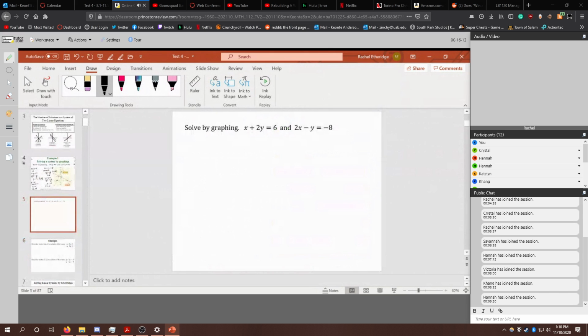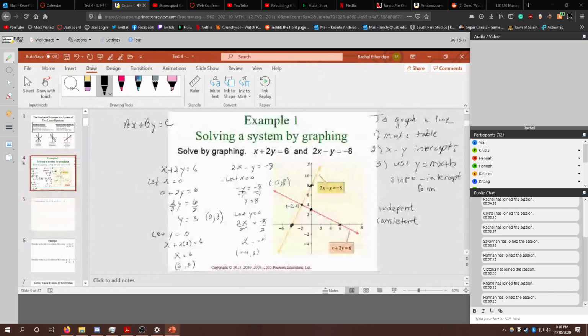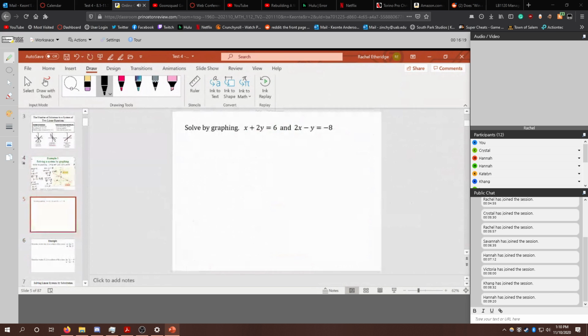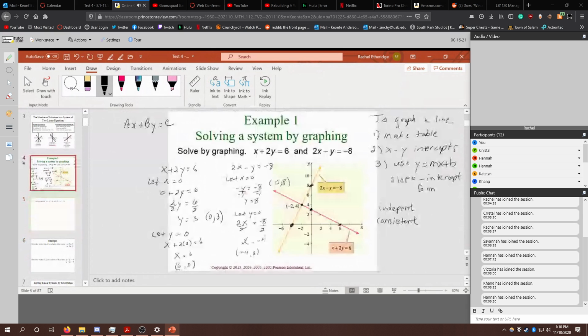So let's do this one. So I think this time, oh, that is the same problem. I guess I must have worked it from scratch. That's the exact same problem. So we'll skip over to this one.